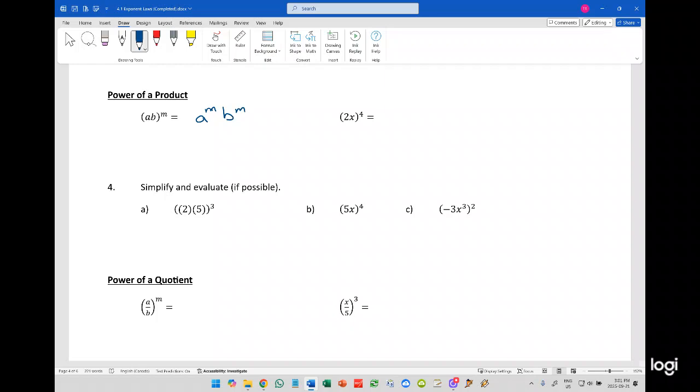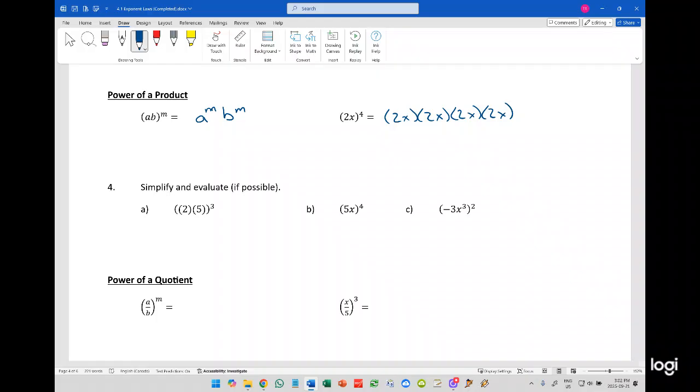And I'm going to just point out that this is usually used for things like this example of 2x to the 4th, where we have a coefficient and a variable. Both of them are going to get the power of 4. And again, to go back to first principles, that's 2x times 2x times 2x times 2x.